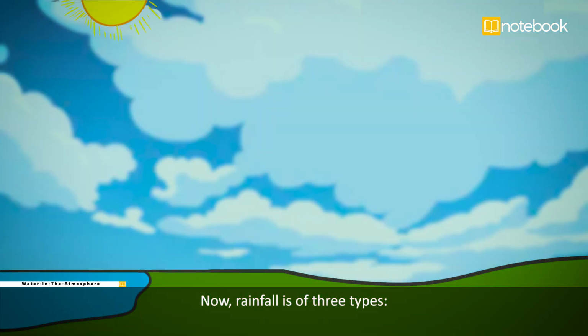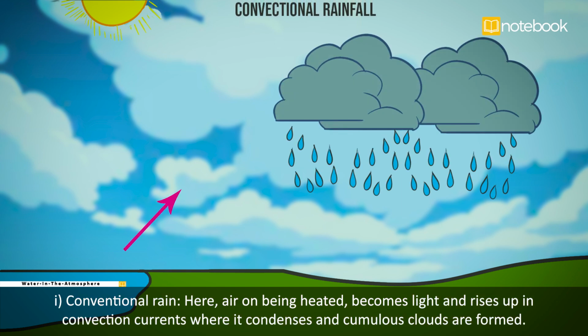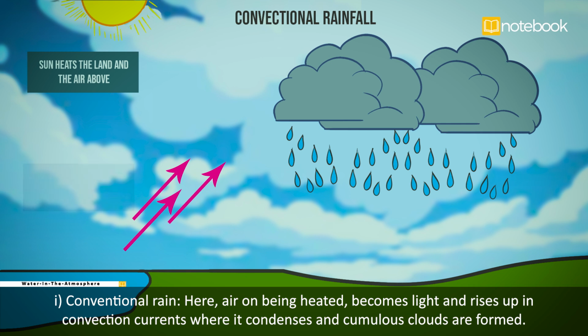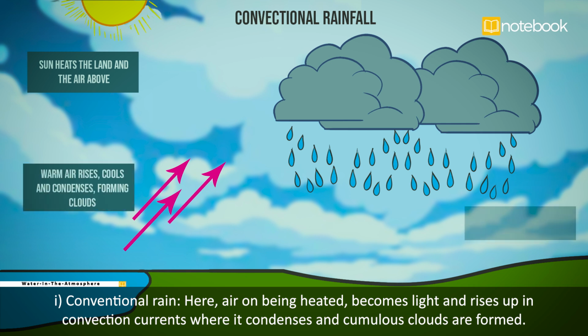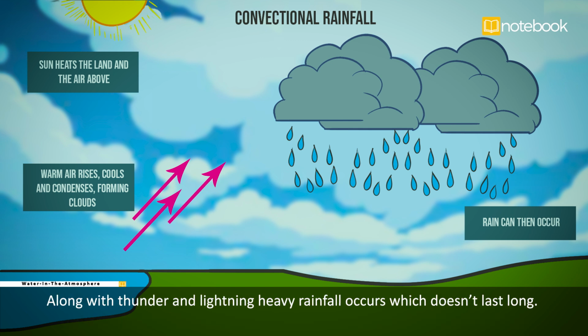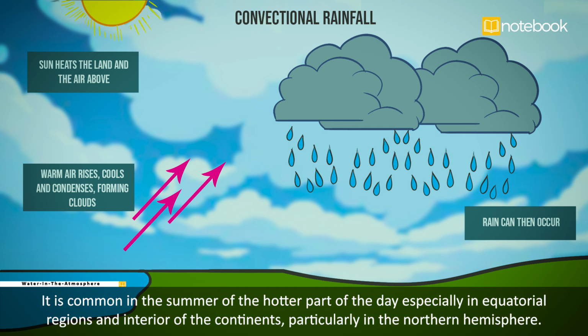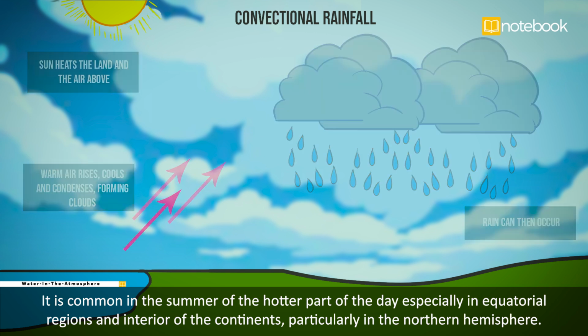Now, rainfall is of three types. Conventional rain. Here, air on being heated becomes light and rises up in convection currents where it condenses and cumulus clouds are formed. Along with thunder and lightning, heavy rainfall occurs which doesn't last long. It is common in the summer or the hotter part of the day, especially in equatorial regions and interior of the continents, particularly in the northern hemisphere.